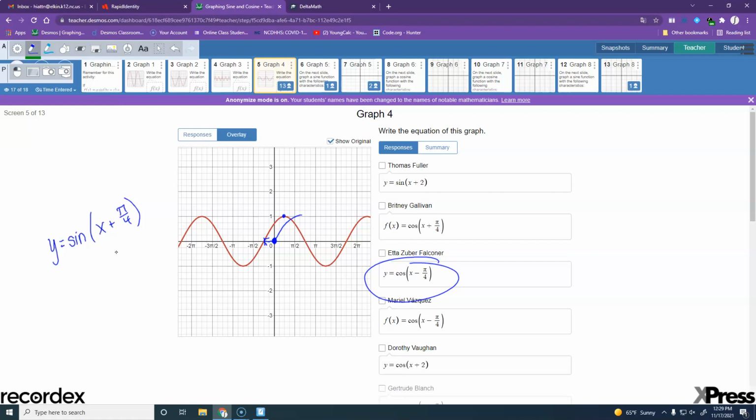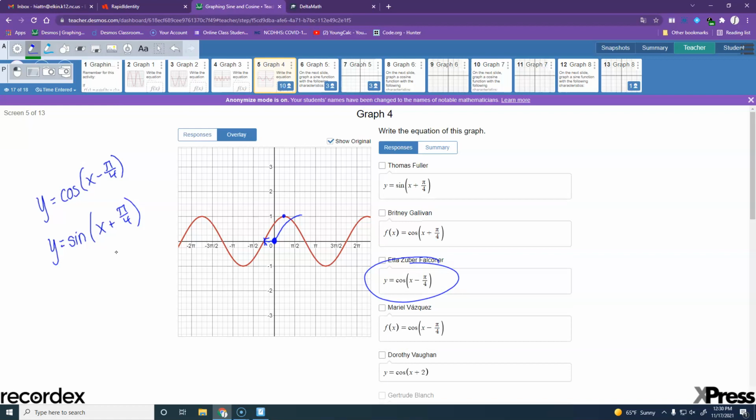It's both. Both are correct. So y equals cosine of x minus pi over 4 is the same graph as y equals sine of x plus pi over 4. So they're identical. So either one is correct. So that's always the case, even with the ones we did before. If we went back to those other ones, we could write sine graphs for them also, or cosine. But the other ones had an easier one to use because you didn't have to shift it left or right. Here, neither one of these is really easier than the other, so you could use either one.